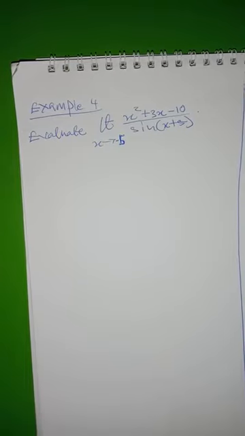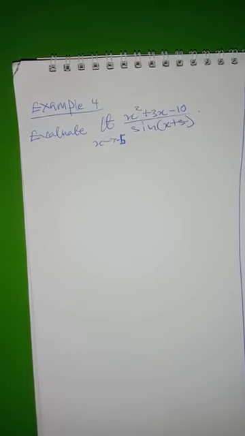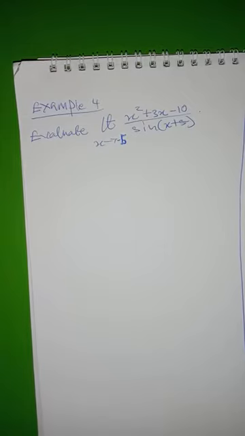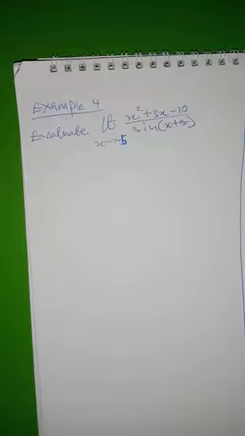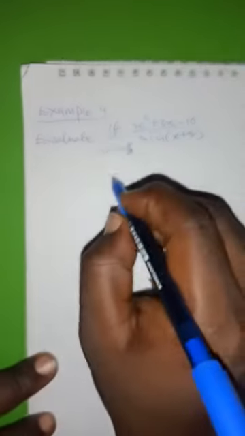So you see clearly, if you substitute x is equal to minus 5 into this limit, you will not be able to have a defined expression. It's going to be division by 0, which is undefined. So the best thing to do is to manipulate it. Okay, let's see if the limit actually exists.